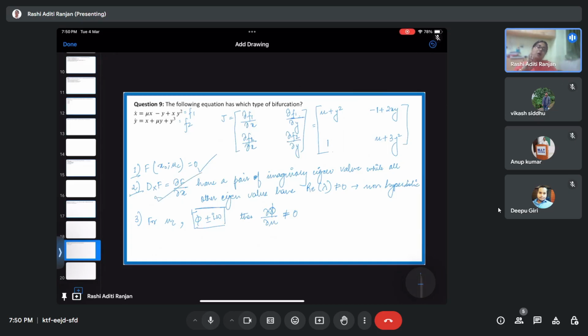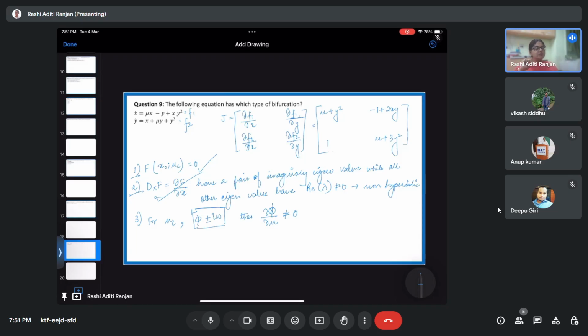Correct. Now if I come on to the third condition, which says that for the critical value of mu, the critical value is nothing but the critical bifurcation parameter, the value of mu at which the bifurcation occurs, at which there is a change of stability, a change in how the system is behaving, a change in the number of equilibrium points, a change of stability of an equilibrium point. Whatever value of the parameter at which this occurs is known as the critical value of the bifurcation parameter.